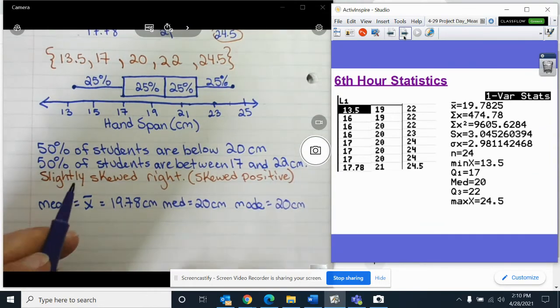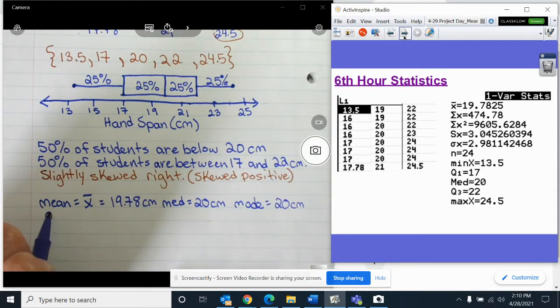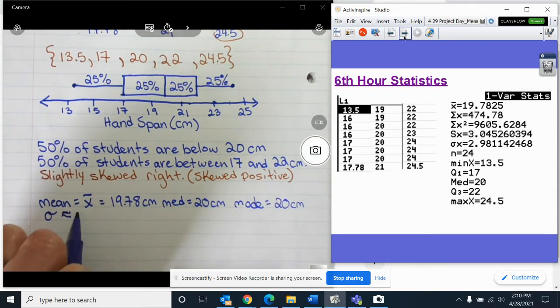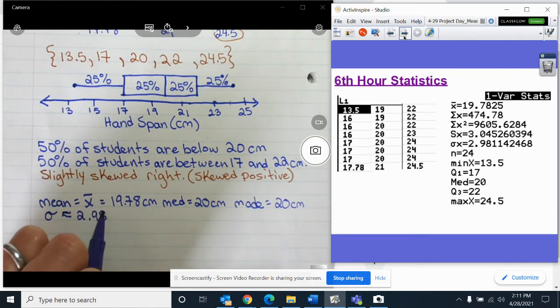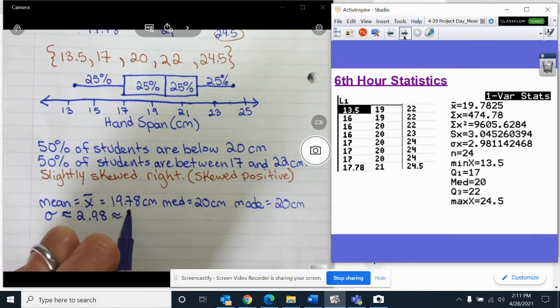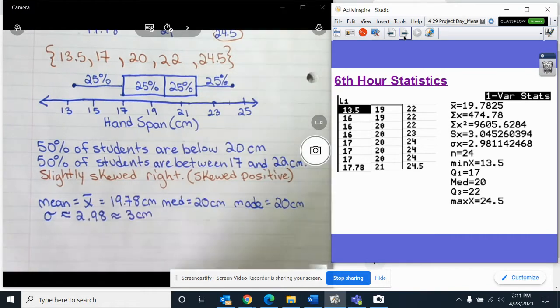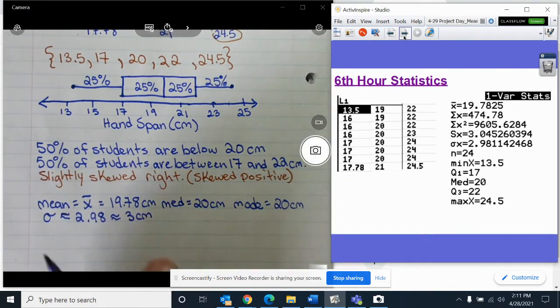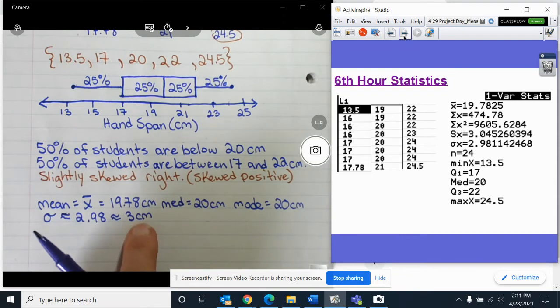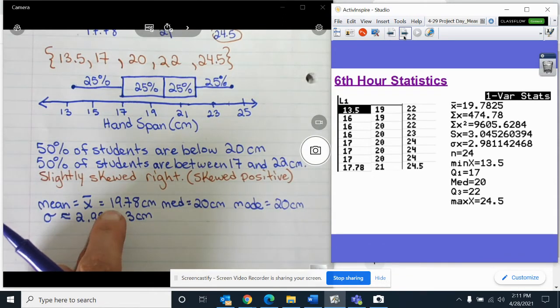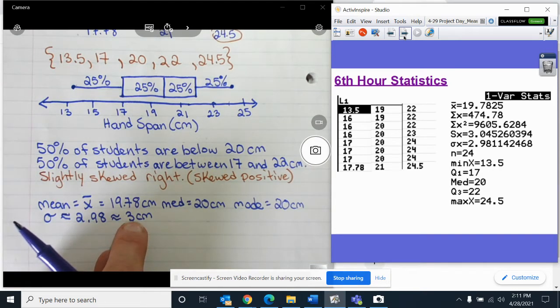Another important number to notice is the standard deviation. It is rounded to 2.98, which is very close to 3 centimeters. So on average, each student is about 3 centimeters from this 19.78 average. About 3 centimeters.